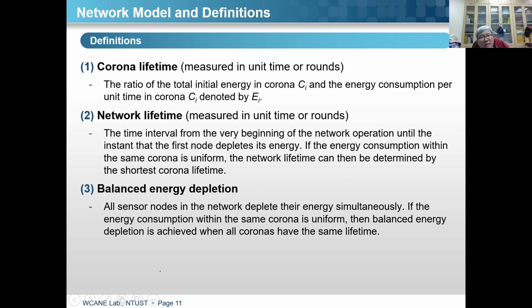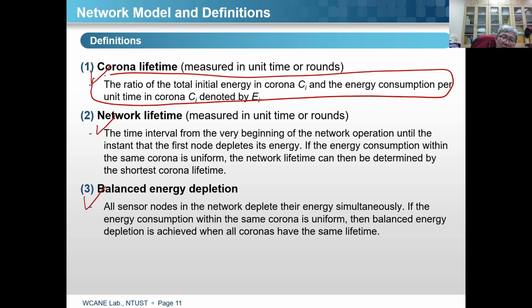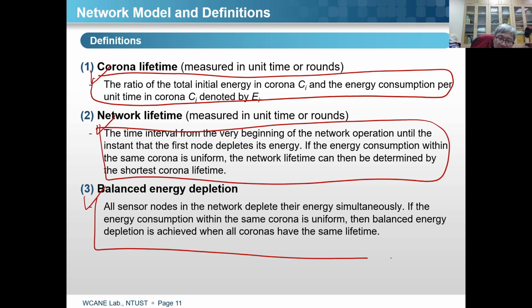Well, here we should have the definition first because we need to pass on the definition to have the further derivations. First of all, we define corona lifetime, and then we have a network lifetime, and how to have a balanced energy depletion. I think you can look at the current definition: corona lifetime, network lifetime, and what it means if we have balanced energy depletion. To make it simple, I just circle them so that you can refer to the current definitions.